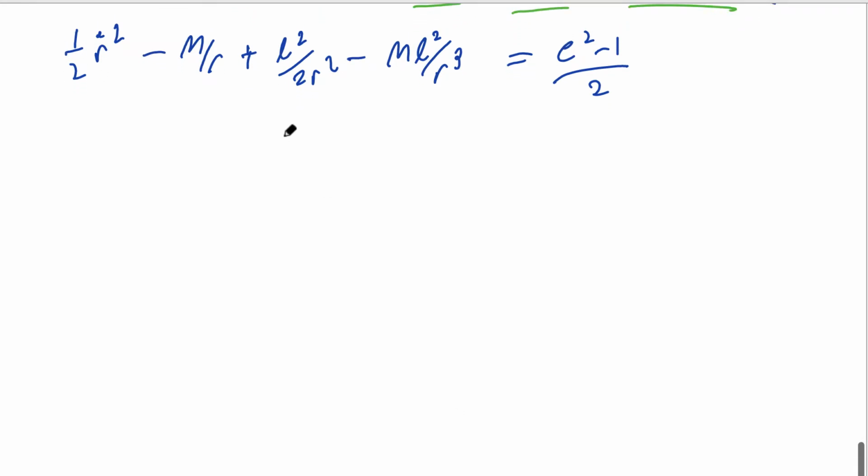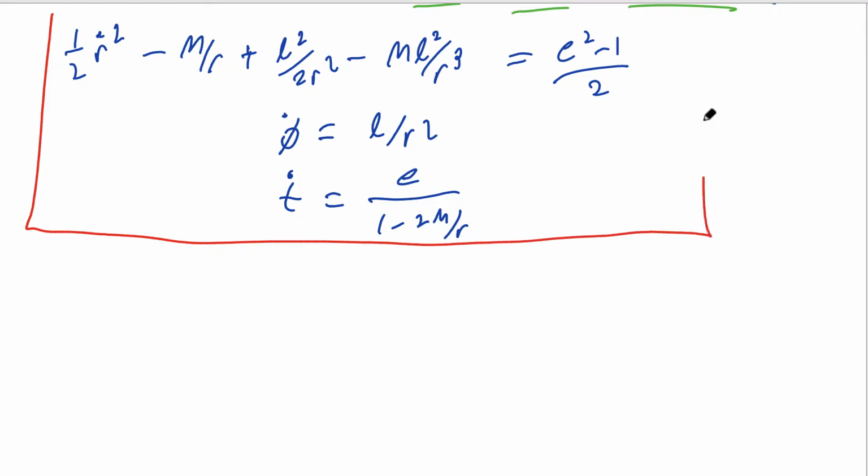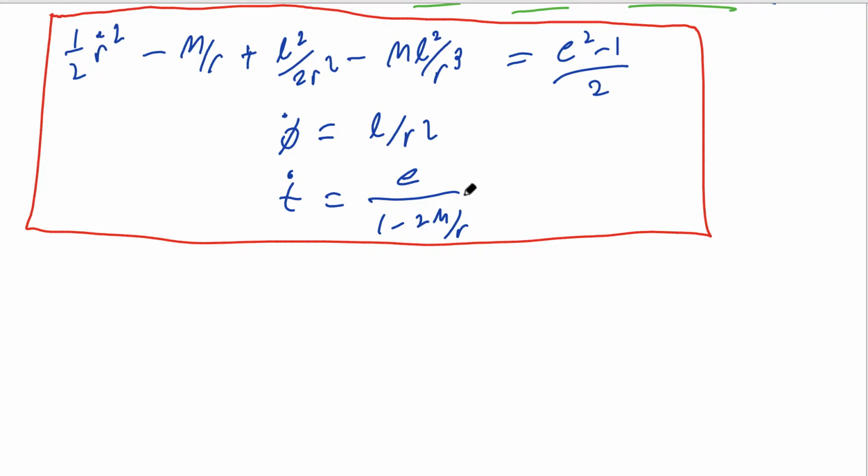Recall we also have phi dot equals L over r squared, and t dot equals little e divided by (1 minus 2m over r). So these are three first-order differential equations. They're first integrals of the geodesic equations, and we could solve these directly by, say, numerical integration. We just pick initial values for t, phi, and r, and then integrate forward in proper time using our favorite numerical integration scheme. Alternatively, we can use the same approach as is commonly used to analyze orbital motion in Newtonian gravity. So let's remind ourselves how that analysis goes.